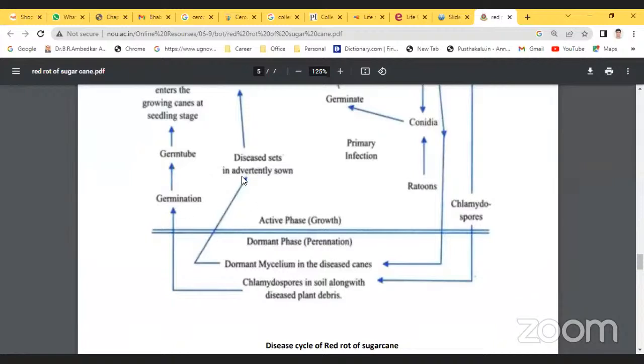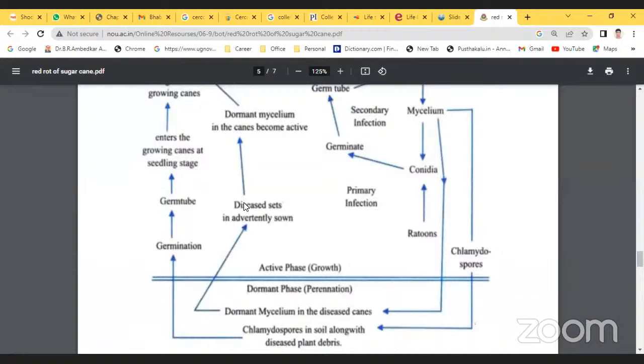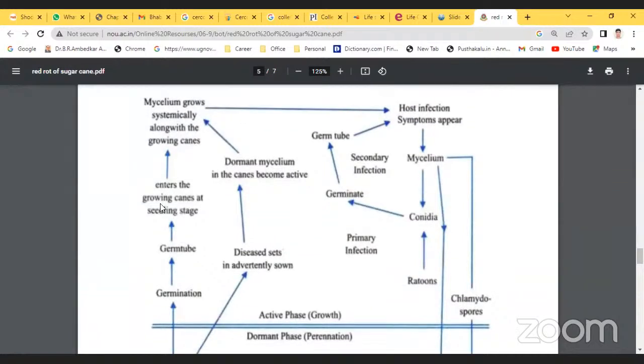Here the diseased sets are sown. Here there are two phases, the active phase and the dormant phase. The active phase means immediate growth. The dormant phase is the penetration. Then it germinates. It enters the growing canes at the seedling stage. It is soil-borne. Already some old debris consists of Colletotrichum falcatum, and the soil also consists of Colletotrichum falcatum.